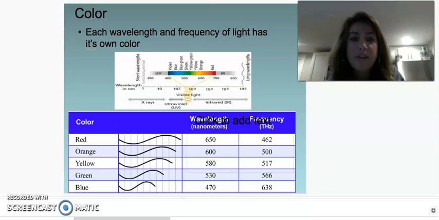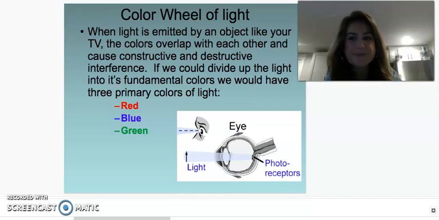Color. Each wavelength and frequency of light has its own color. If you look below, red is 650 nanometers, orange 600, yellow 580, green 530, blue is 470. Notice how the frequency goes up as the wavelength goes down.